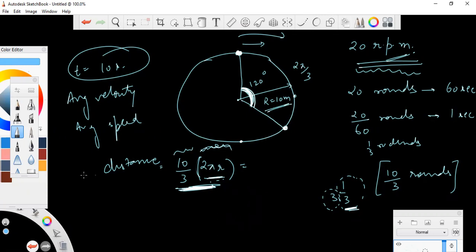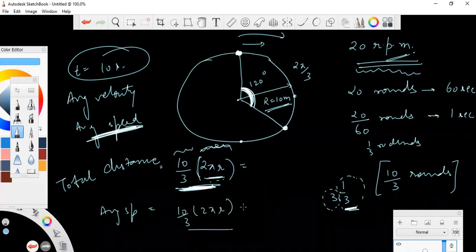And if this is the total distance, to find the average speed, this should be total distance divided by your time taken, which is 10. So R value is 10 and this is 10, this will be cancelled. This will be 20 pi by 3. Is that fine? Is that okay? Yes, sir.